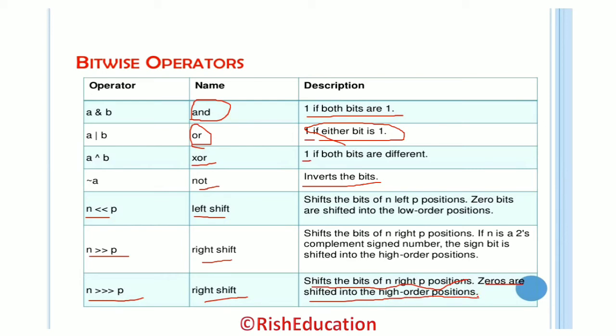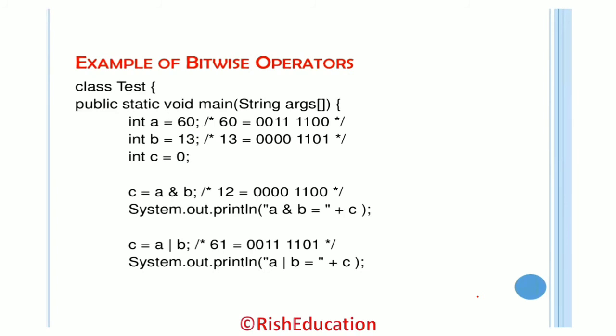Here we give an example for bitwise operators, where we take the value 60 assigned to A, 13 to B, and 0 to C. We find the binary for 60 is 00111100, and the binary code for 13 is 00001101.